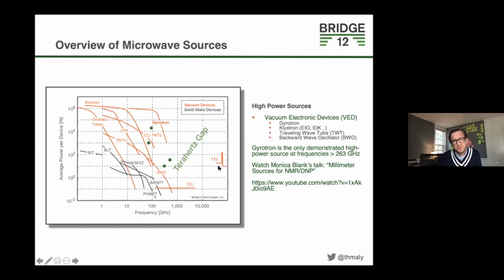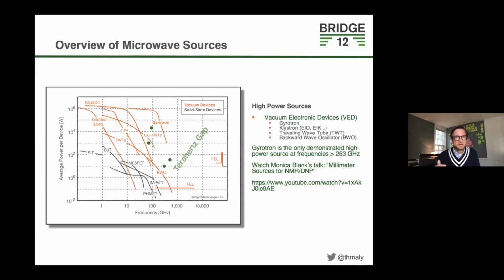Those are all vacuum devices, and they typically are in the higher power regime. And then you have all the different solid-state devices. For vacuum devices, the Gyrotron is in the DNP community probably the most prominent one, but there are also klystrons, interaction oscillators, interaction klystrons, amplifiers. We have traveling wave tubes. If you run a 10 gigahertz or X-band pulse EPR spectrometer, you are very familiar with the TWT, because this is the amplifier that you're using to generate the power. And then there are backward wave oscillators. However, for DNP, if you need a high power source, the Gyrotron is really the only demonstrated high power source for frequencies larger than 263 gigahertz.